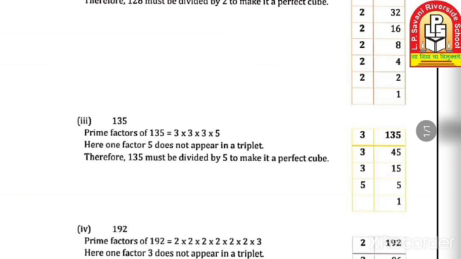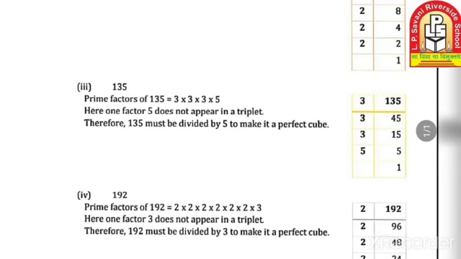Let's take 135. For 135, first of all it is not divisible by 2, so we divide it by 3. After dividing by 3 we get 45. Then 45 divided by 3 is 15. Then 15 divided by 3 is 5, and 5 ones are 5. So the prime factors of 135 are 3, 3, 3 and 5.